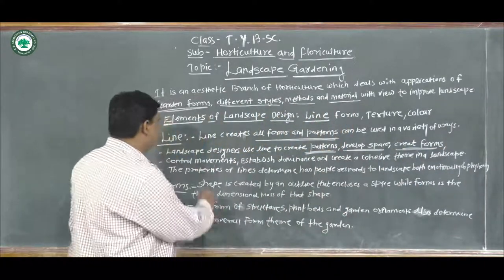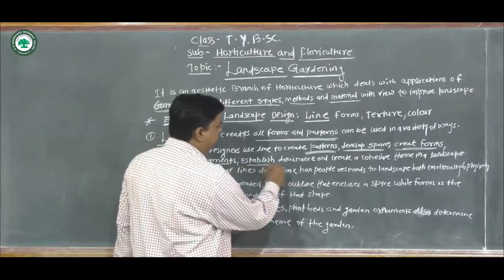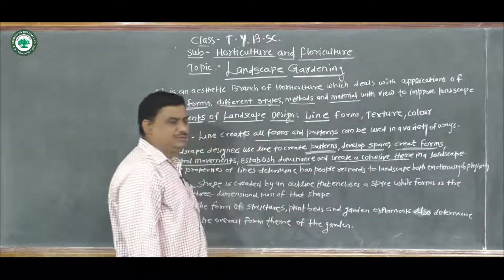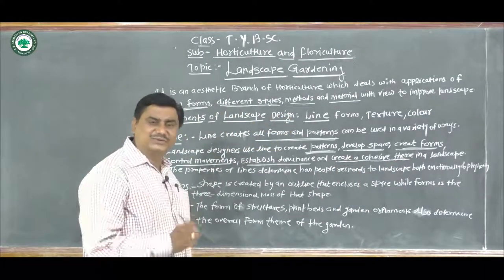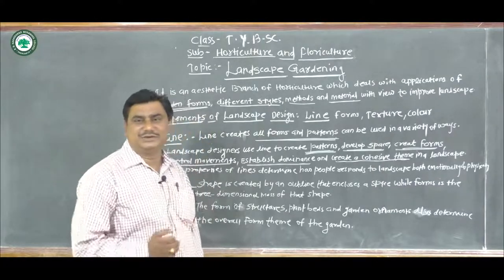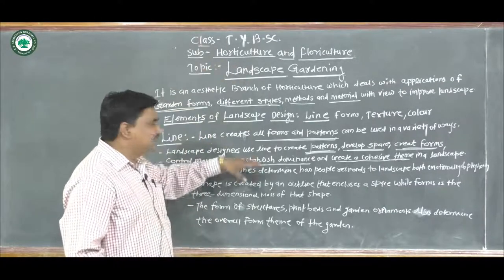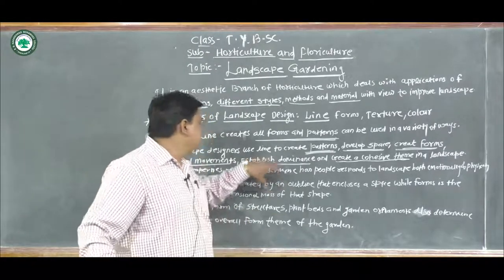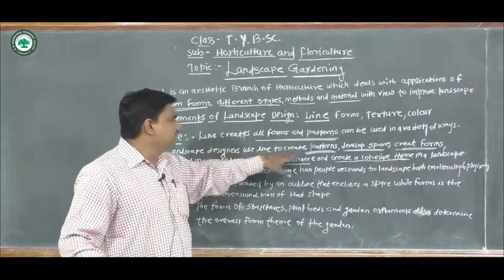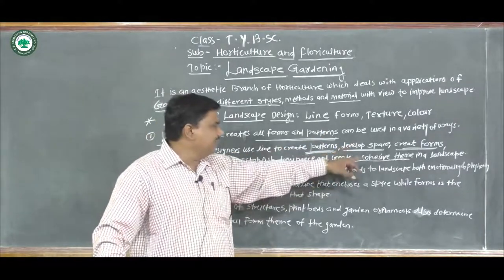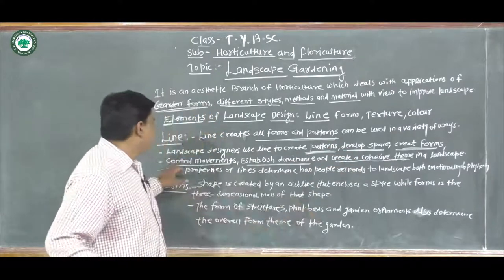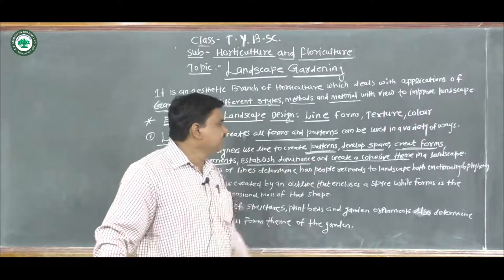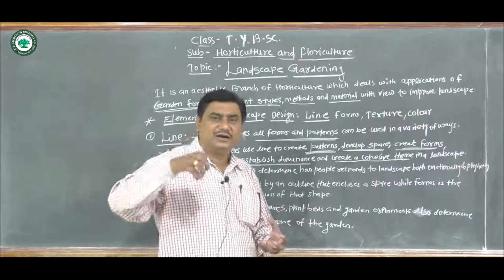Then to control movements, establish the dominance and create cohesive themes. What is the use of the lines? So landscape designers or horticulturists, or specifically what we call landscape designers, use the line to create the pattern, develop space, create forms, control movements, establish the dominance, and create the cohesive theme in the particular landscape.